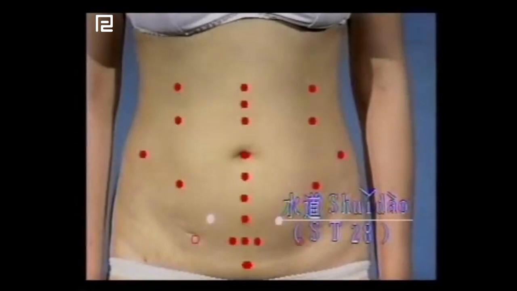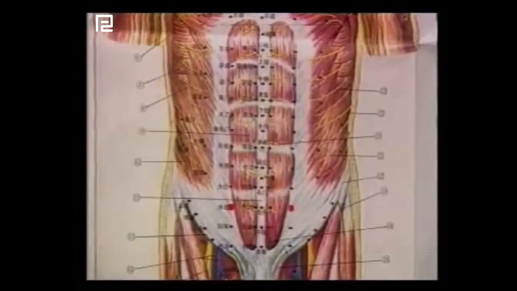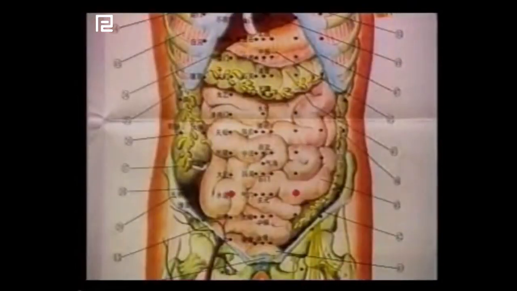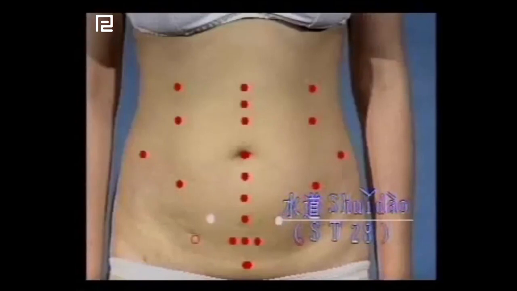Shui Dao. Location: on the lower abdomen, 3 cun below the center of the umbilicus and 2 cun lateral to the anterior midline. Indications: distension and pain in the lower abdomen, dysmenorrhea, dysuria, cystitis, ascites. Methods: puncture 0.5 to 1 cun, moxibustion 3 to 5 cones or 10 to 30 minutes.